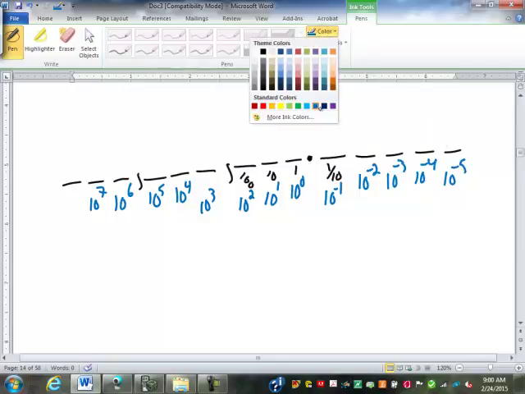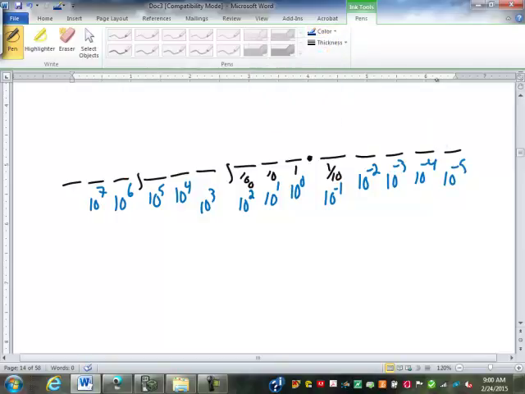Well, a lot of times when we're using larger numbers, like 6,200,000, we abbreviate that by just writing 6.2 million.